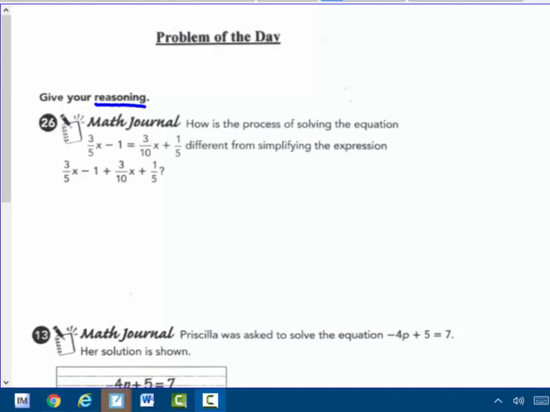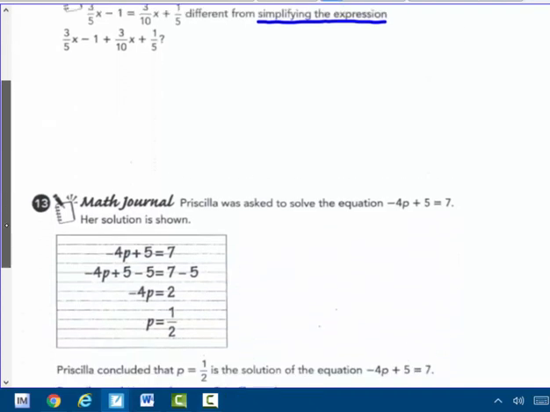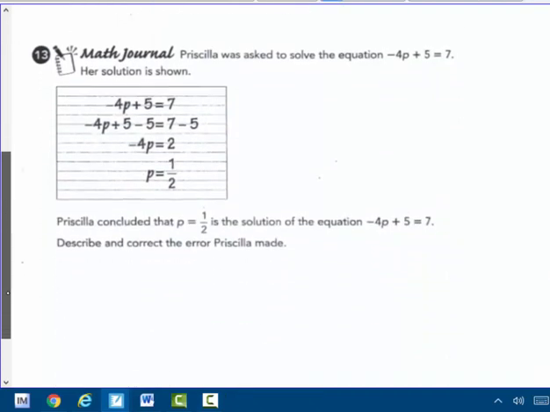This Math Journal question 26 says, how is the process of solving the equation 3/5 x minus 1 equals 3/10 x plus 1/5 different from simplifying the expression? So you're solving the equation and simplifying this expression. How is the process different? So give me some good math explanation there. Use some good math vocabulary.